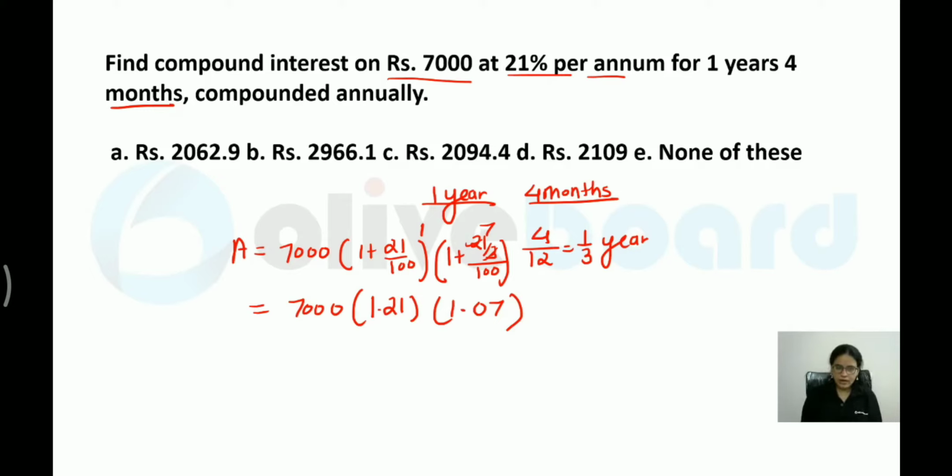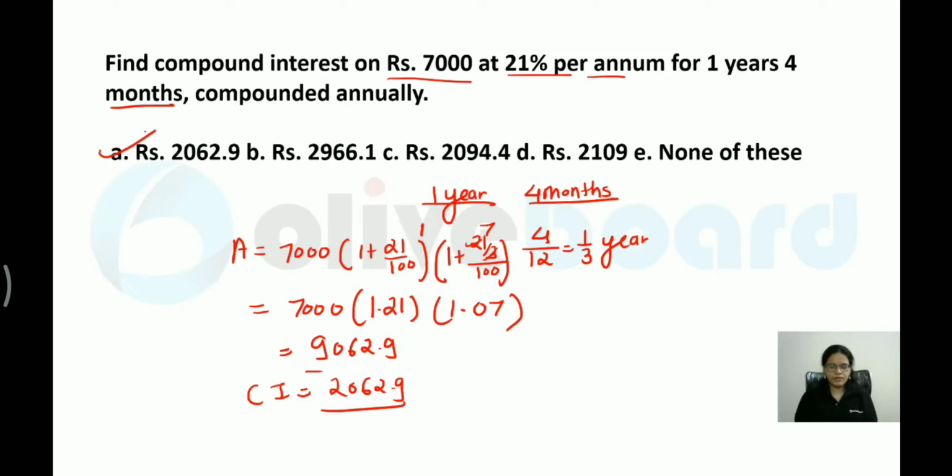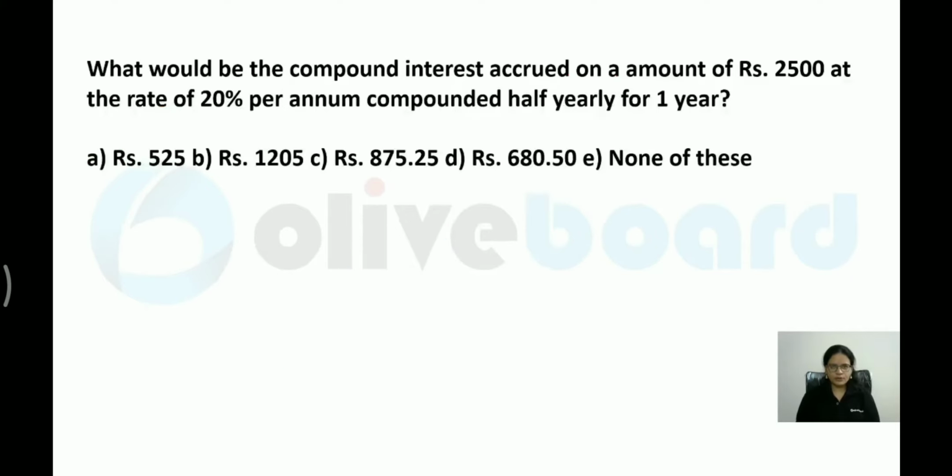So likewise you have to calculate the value in this case. I hope you can try the calculation part on your own. Here you multiply 7,000 by 1.21 and then the fractional part. This will give you your answer as 9062.9. So what would be the compound interest now? Compound interest means I have to subtract the principal from this. If you subtract the value, what will you get? 2062.9. If I subtract the principal from this, I will get the first option as the compound interest. I hope it is clear. This is how you have to solve the question. Now let me move on to the next question.